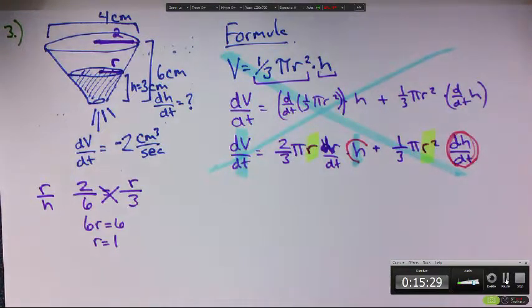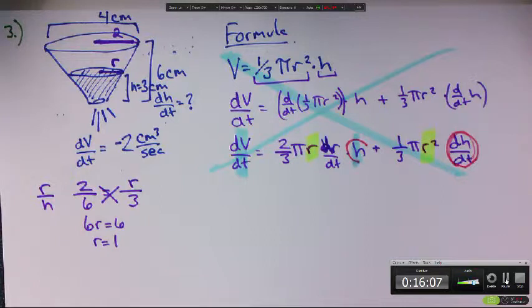Okay, what's the only measurement that we know the speed of? We know how fast it's flowing out, so we know volume, right? And it's asking us how fast is the water dropping, so how fast is the height changing? So we need to rewrite this formula. We still need to use volume. We need to come up with a formula that has just volume and height in it, where r is not taken into consideration.